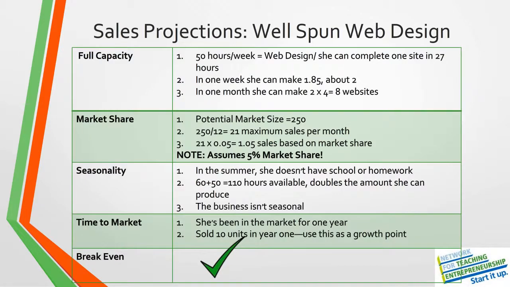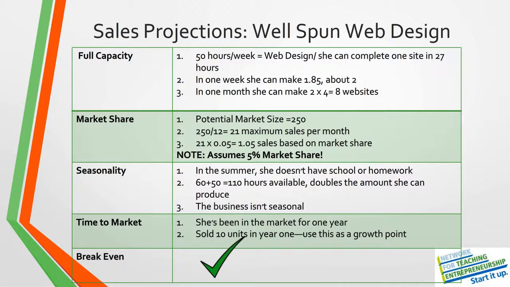So let's take a look at Charlotte's sales assumptions that will inform her sales estimate. Full capacity for her during the school year is 50 hours per week. She can complete 1 site in 27 hours. That means in 1 week, she can make 1.85 or about 2 websites. In 1 month, she can make at full capacity 2 times 4, 8 websites.